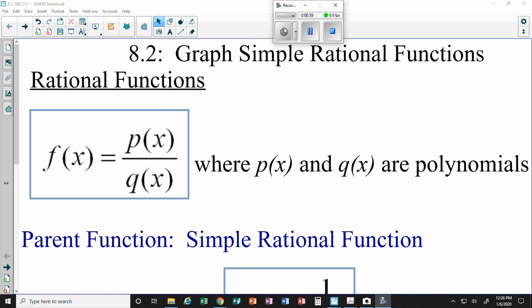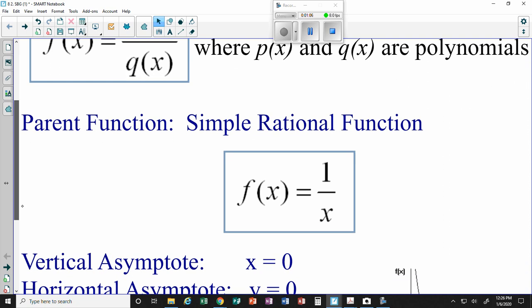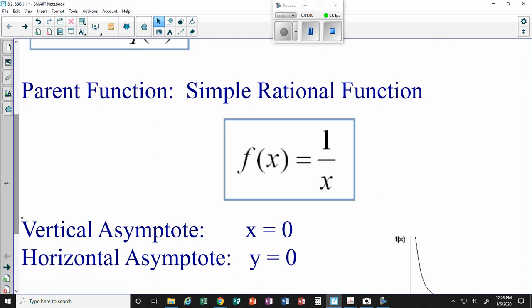A rational function is a function that's made up of two polynomials divided. Remember, a polynomial can only have non-negative integer exponents, like x to the fourth, x cubed, x squared, things like that. So, the two polynomials divided. The most simple one that we're going to look at is 1 over x. This is the parent function, the most basic rational function, 1 over x.